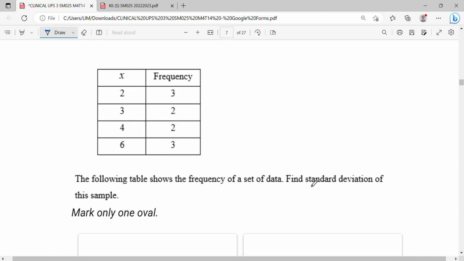Okay, so this one, group or ungroup? This is ungroup. Ungroup, you can see it without intervals. Without intervals, you can see 2 only. So 2 here means there are 3. Like this: 3 has 2, 4 has 2, 6 has 3.